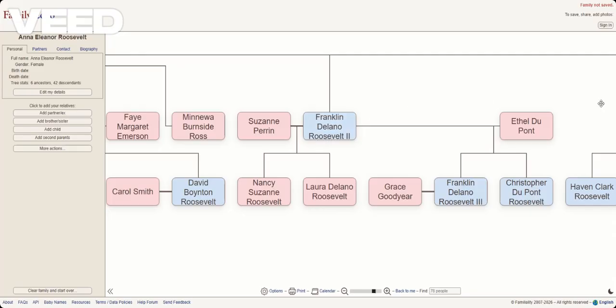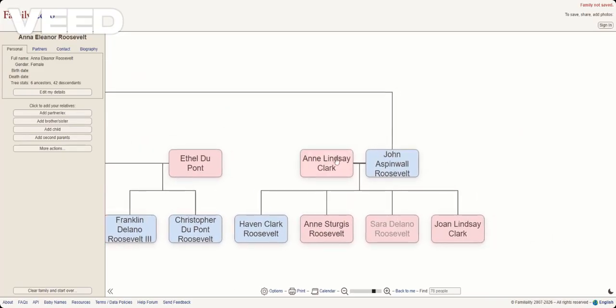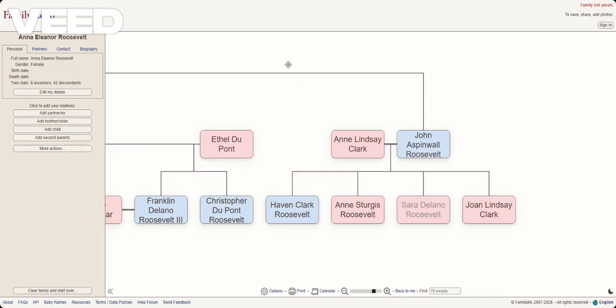Later, FDR II divorced Ethel DuPont and married Suzanne Perrin, and had two daughters, Nancy Suzanne Roosevelt and Laura Delano Roosevelt. And the youngest son and child of Eleanor and Franklin Roosevelt was John Aspinwall Roosevelt. He was married once during Eleanor Roosevelt's lifetime. He married Anne Lindsay Clark and had 4 children together.